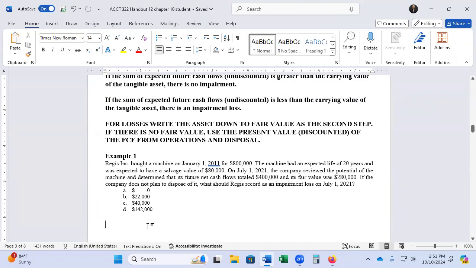Okay, if you're ready, take a look at example number 1, and I'll walk through it in a second.